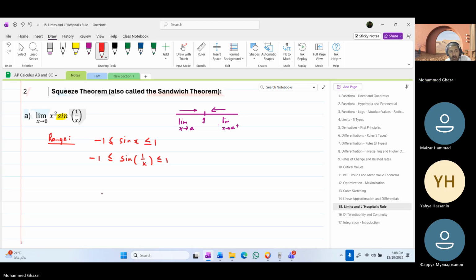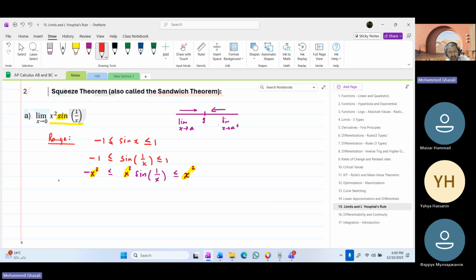Now we make the function look like this: x squared sine 1 over x. So we multiply everything in the two-sided inequality by x squared. We get negative x squared less than or equal to x squared sine 1 over x, which is less than or equal to x squared. All I have done is multiply everything by x squared. You're allowed to do that in an inequality. You're not changing anything, right? I'm just highlighting that.